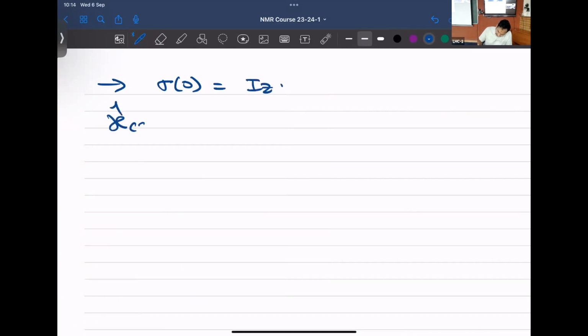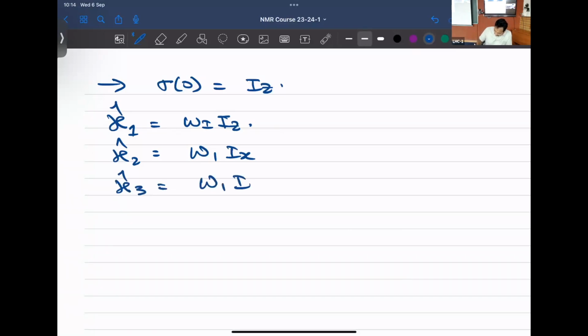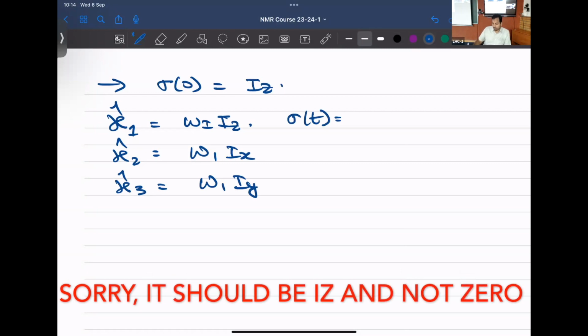try different Hamiltonians. So let me say Hamiltonian 1 is omega I Iz. Hamiltonian 2 is omega 1 Ix. Hamiltonian 3 is omega 1 Iy. For all of these, determine what is sigma of t. I think the first one was just solved right now. We said there is no evolution that happens.